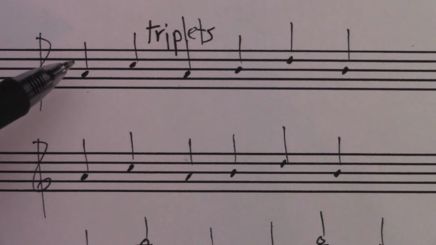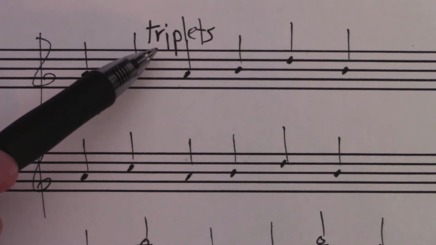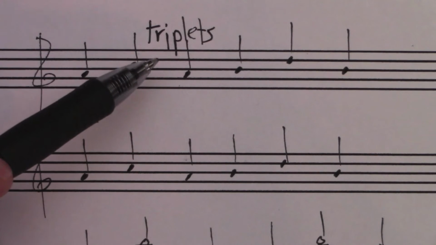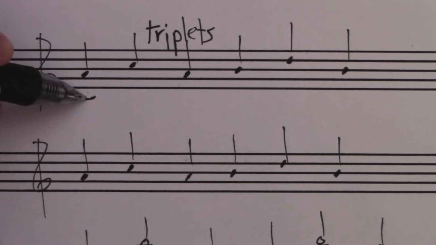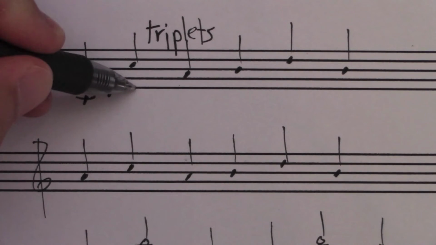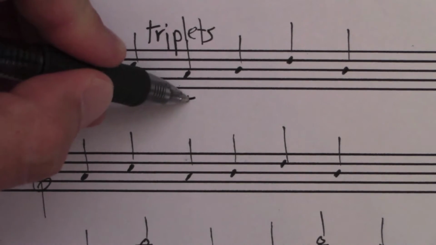Hey there. Today we are talking about triplets. Now, when we talked about rhythm and note values, we talked about the fact that every note can be divided into two smaller notes.